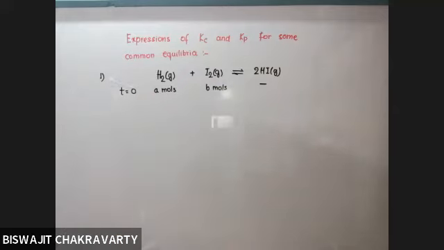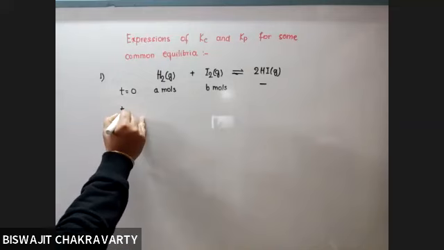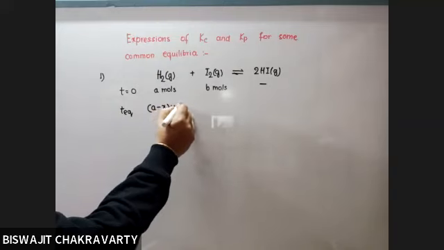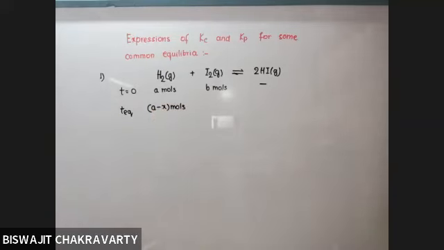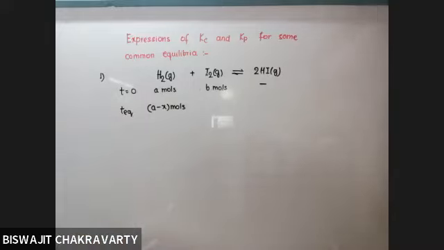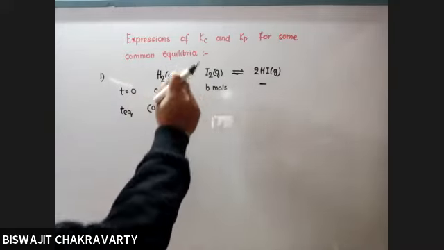Now the reaction proceeds. Some part of H2 will react with some part of I2 to give 2 moles of HI. So let us say that when equilibrium is established, out of A moles, X moles of H2 is reacting. Then out of B moles, how many moles of I2 will react? Tell me. According to the molar ratio of 1:1, X moles. X moles only. Because they will always react equally.